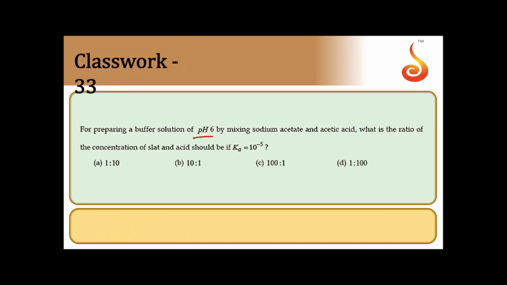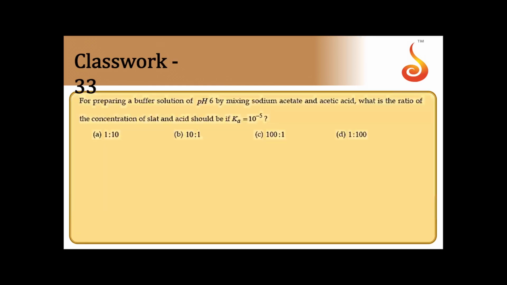33. For preparing a buffer solution of pH 6 by mixing sodium acetate and acetic acid, what is the ratio of the concentration of salt and acid to be used? So we are preparing a buffer of pH 6, and we are given sodium acetate and acetic acid. What is the ratio of the concentration of the acid to salt to be mixed? Now let us see the formula. For a buffer, pH is equal to pKa plus log of concentration of salt by concentration of acid.